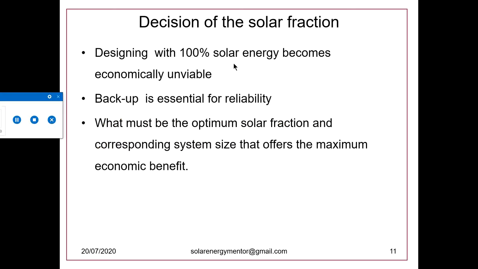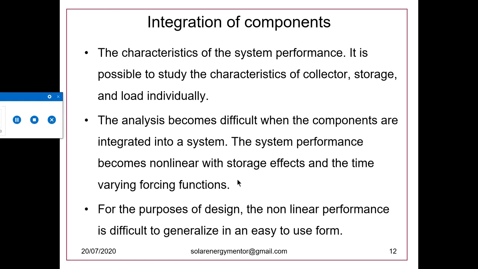So some backup has to be kept. Now, what should be the extent of this backup? What is the fraction of this backup? Or in a nutshell, what is the value of solar fraction? Whether it should be 0.9, 90% solar fraction, 80% solar fraction. So the system is to be designed against what value of solar fraction? This is again a great challenge. There must be some basis for deciding the solar fraction when backup becomes necessary. So what must be the optimum solar fraction and corresponding system size that offers the maximum economic benefit? This is again one of the major challenges before the system designer.